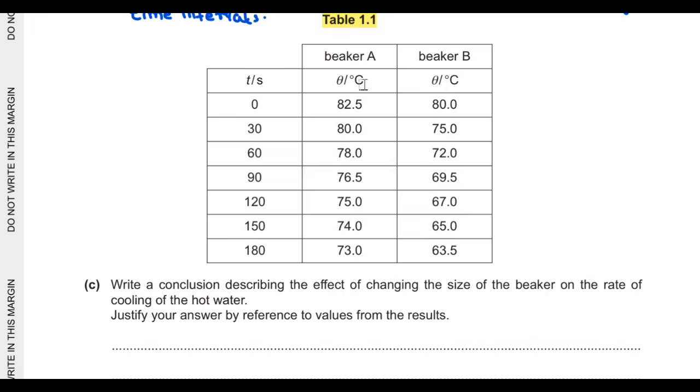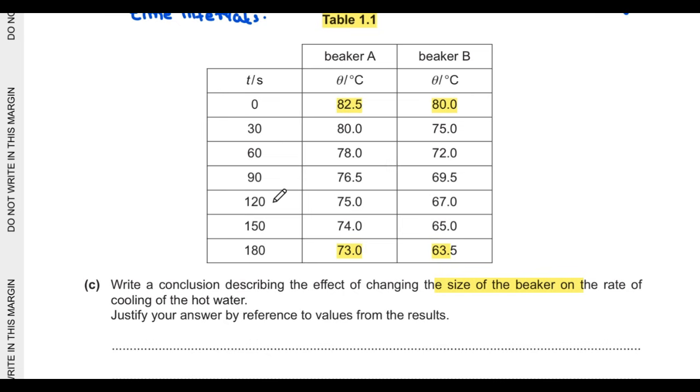So this is table 1.1 and this is the initial temperature of beaker A which is 82.5, and beaker B is at 80 degrees initially. And after 180 seconds, the final temperature of beaker A is this and beaker B is this. Now C part says write a conclusion describing the effect of changing the size of the beaker on the rate of cooling of the water. Justify your answer by reference to the values from the table.